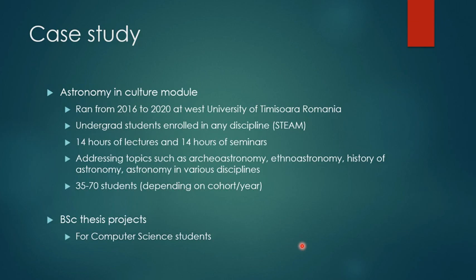So let us focus on the case study. Between 2016 and 2020, I ran a module on astronomy and culture for undergrad students enrolled in any discipline. It had 14 hours of lectures and 14 hours of seminars, so roughly one semester, and it addressed topics such as archaeoastronomy, ethnoastronomy, history of astronomy, astronomy in various disciplines. And depending on the year, the cohort ranged from 35 to 70 students.